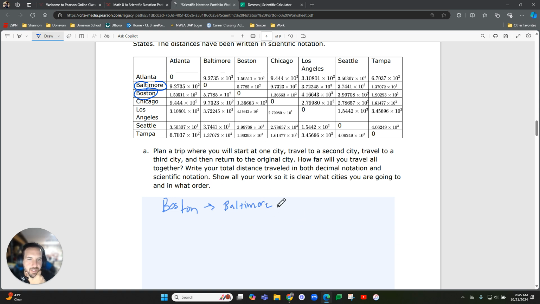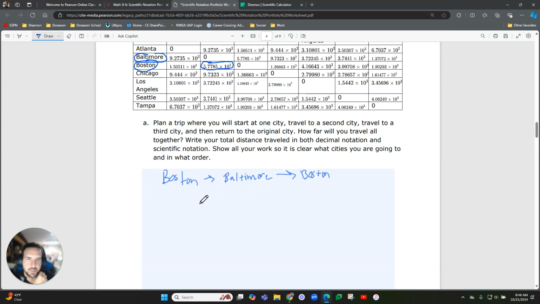And then return to the original city, so back to Boston. Okay, so Boston to Baltimore is what we're looking at in this chart, and it says Boston to Baltimore is this distance. Okay, so Boston to Baltimore is 5.7785 times 10 to the second power. It wants us to write the answer in decimal notation and scientific notation, and show all your work.